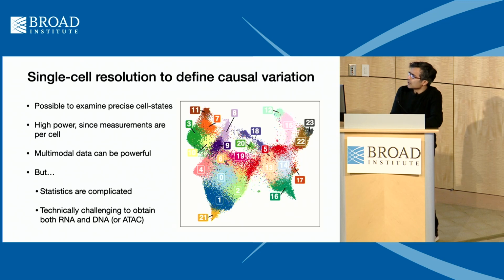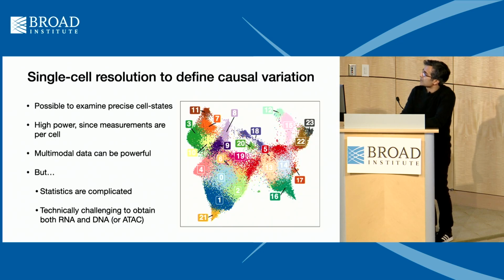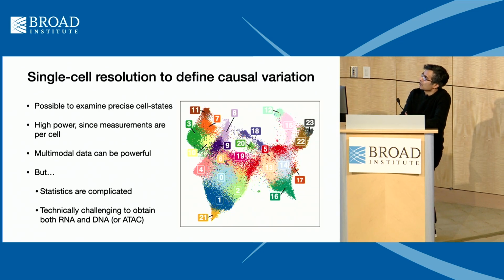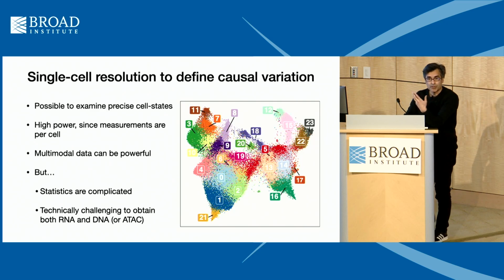And one of the things we've been thinking a lot about in the lab, and as many folks here have been thinking about, is how can we exploit single cell resolution data to define causal variation. On the right here, you have a UMAP of T cells, the cell type I think the most about in the context of autoimmunity. It's possible to examine precise cell states with single cell data. A lot of times you have a lot of power because every cell can be its own measurement, so there's some utility there. And multimodal data can be really useful, thinking about ATAC data and RNA data together, thinking about which cells have a particular variant or perturbation in them. But the statistics are often complicated, and sometimes there are a lot of technical challenges.